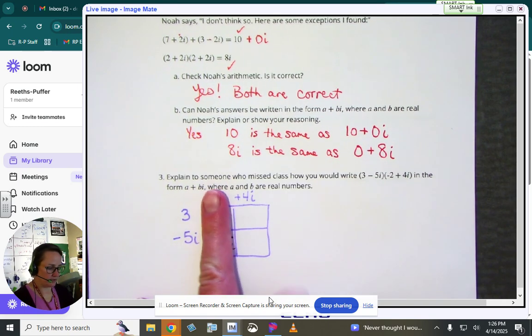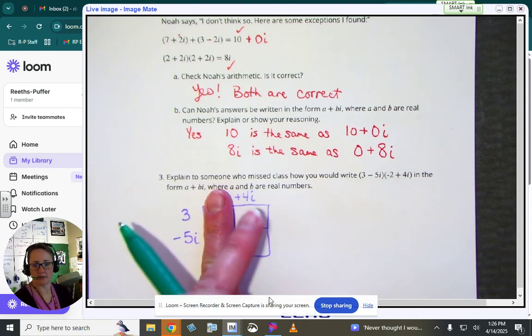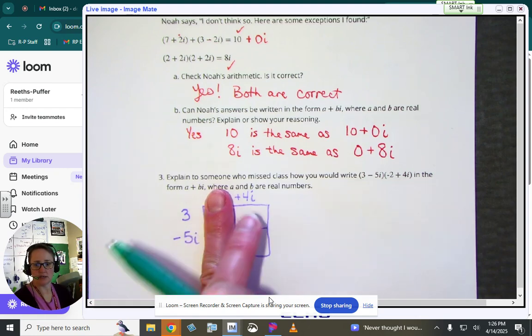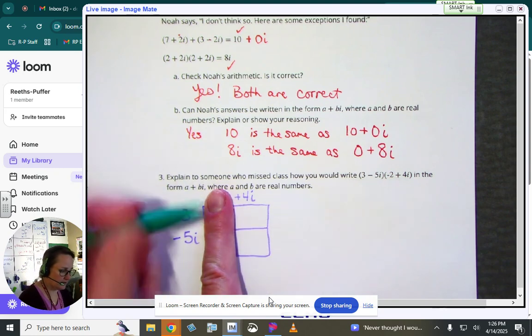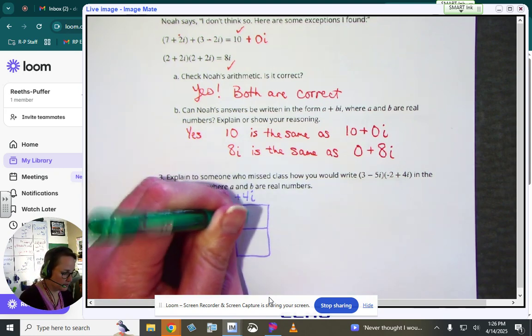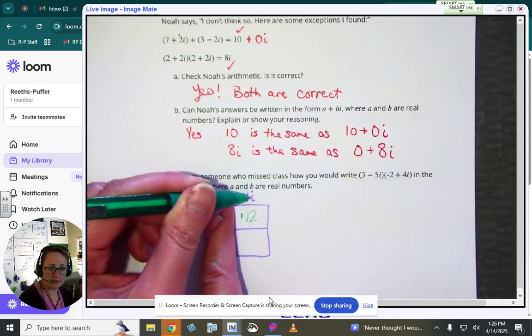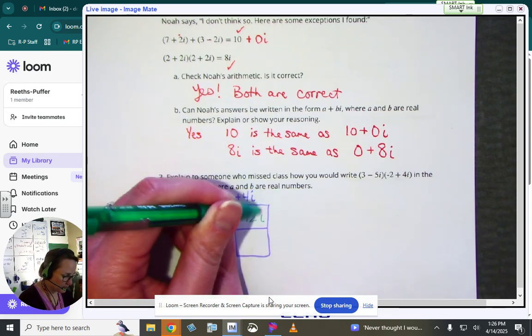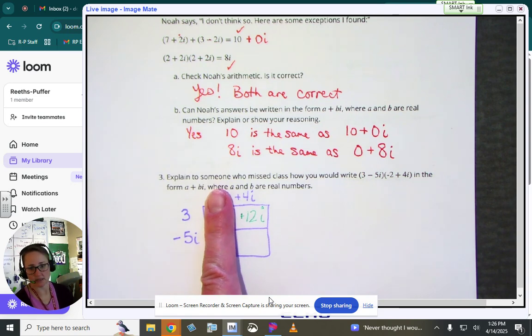Now I'm going to ignore this column and work on multiplying these two things. So 3 times a positive 4i. Positive 3 times positive 4 is a positive 12. And there is one i up there, so I need to keep one i here in the box after I multiply.